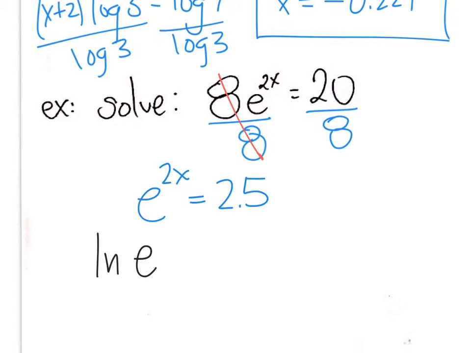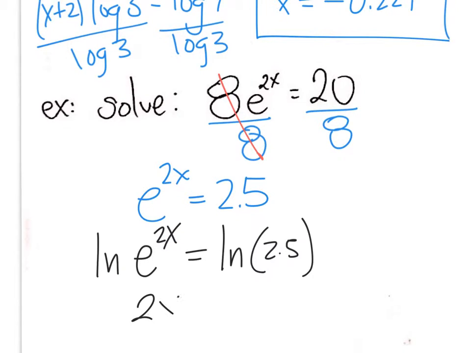Natural log of e to the 2x equals natural log of 2.5. So yeah, this exponent will come down as a coefficient, but what's ln of e? Natural log of e is just 1. They're reverse processes. This undoes this. So ln of e to the 2x is just 2x. And natural log of 2.5, the calculator says 0.9162907.